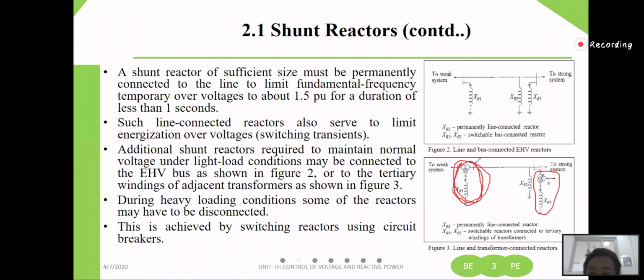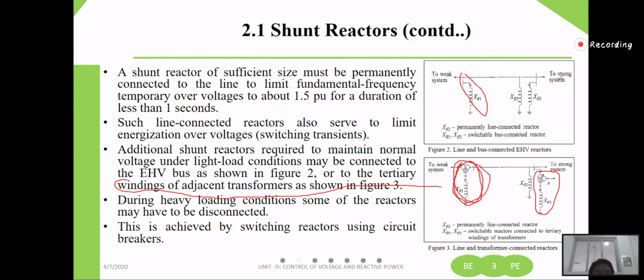Okay, so you have learned how to control the harmonics, right? There will be an additional terminal which will control the harmonics, which we call the tertiary terminal. First one is primary, secondary, and tertiary terminal. Or to the tertiary winding of an adjacent transformer, as shown in the figure. This concept is the same, but here the transformer is used, while here we connect directly to the bus. So whichever you find easier, you can do that.